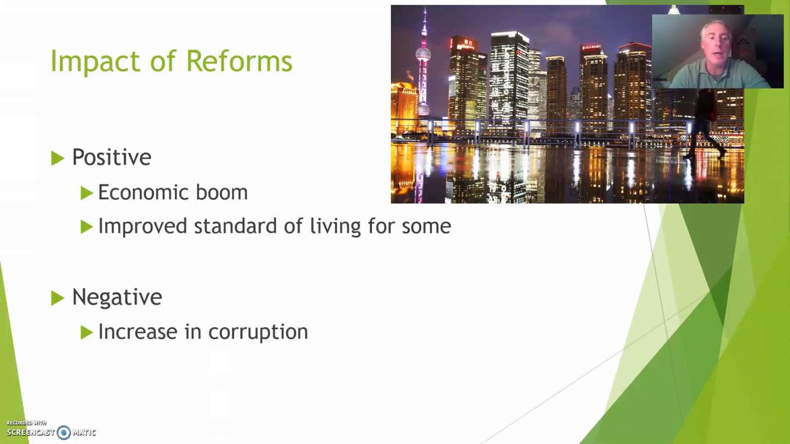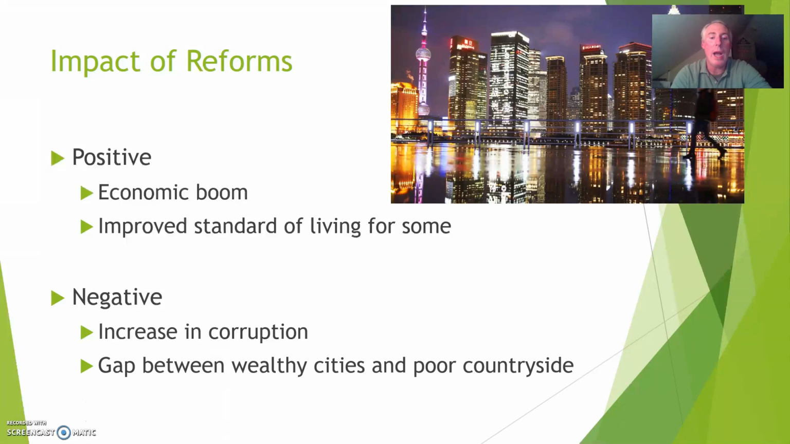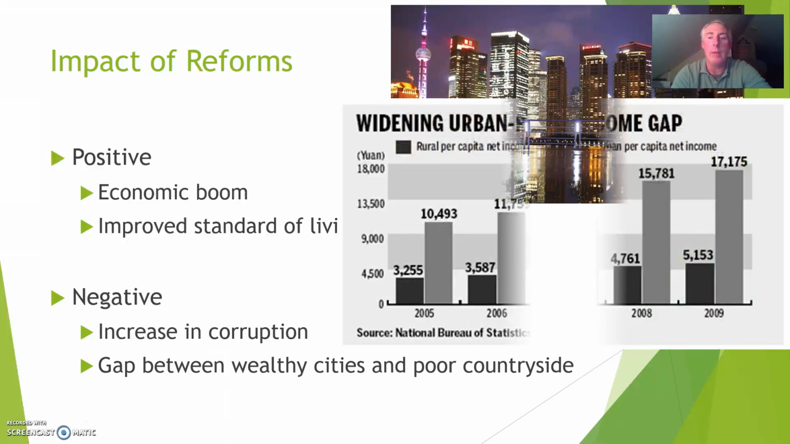This is still a big criticism of China today. If you want to get something done, like get a business permit or build a new building, you routinely need to pay off government officials. And additionally, there emerged a widening gap between the wealthy cities and the poor countryside.